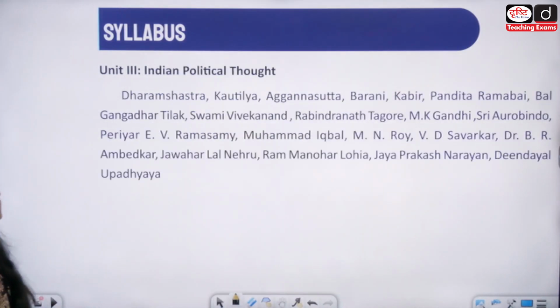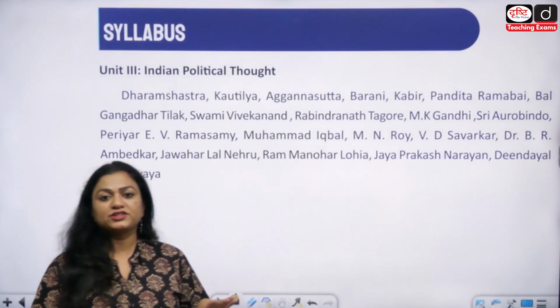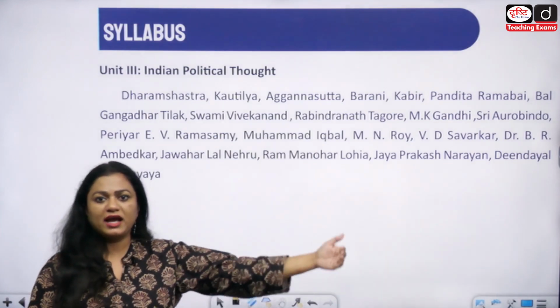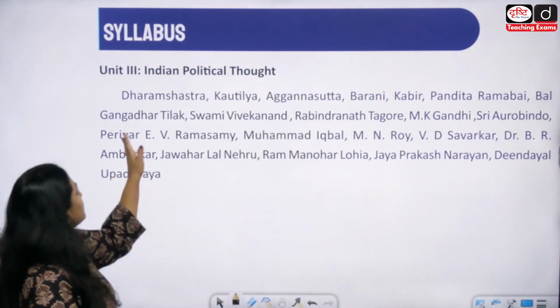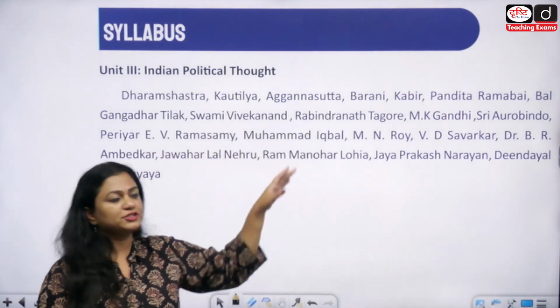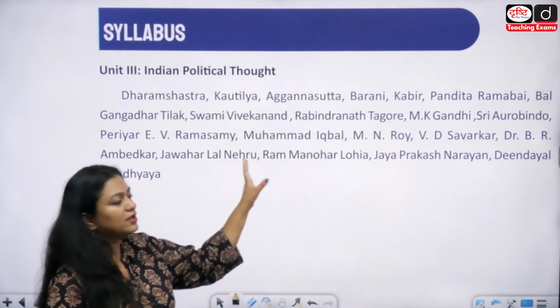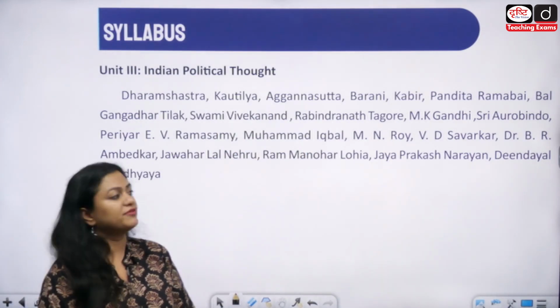Now, moving to our next unit, this is purely Indian political thought. This one we can actually divide into ancient, medieval, and modern period. Dharmashastras, Kautilya, Aganna Sutta, three of them belong to the ancient period. Then Ziauddin Barni and Kabir, both are thinkers from the medieval period.